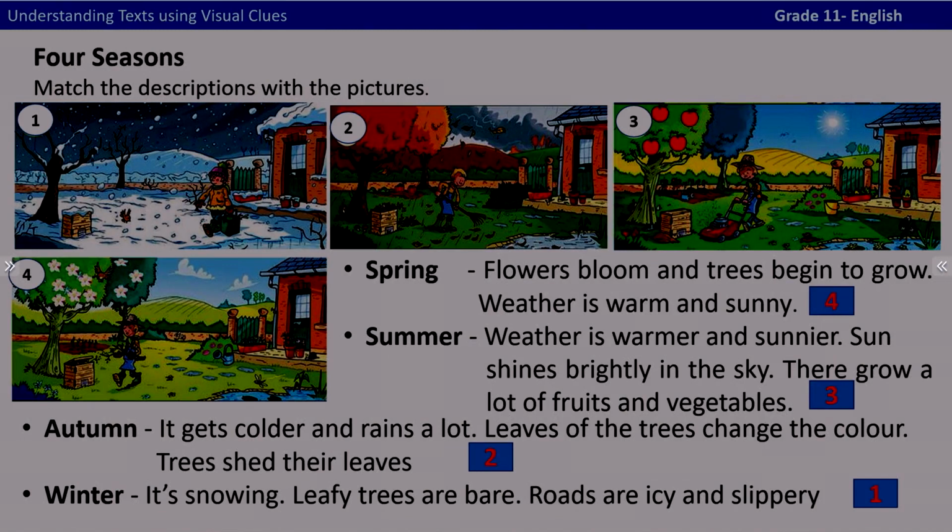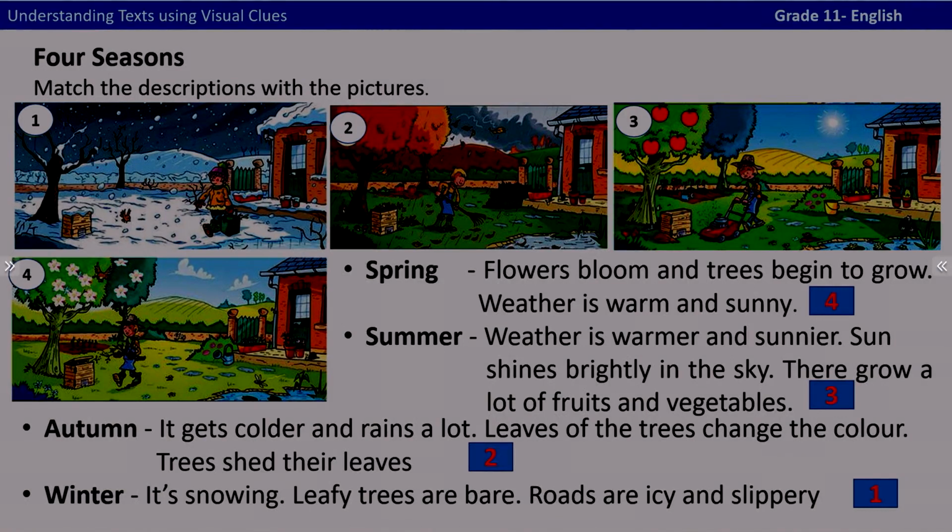What about the summer? Weather is warmer and sunnier. Sun shines brightly in the sky. There grow a lot of fruits and vegetables. It's very clear. In picture 3, you have fruits. So this is number 3.